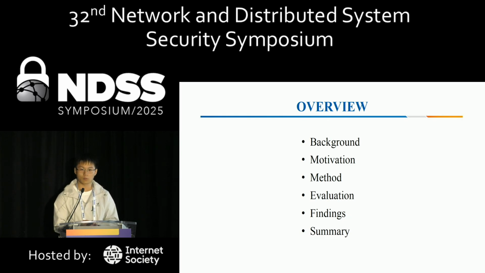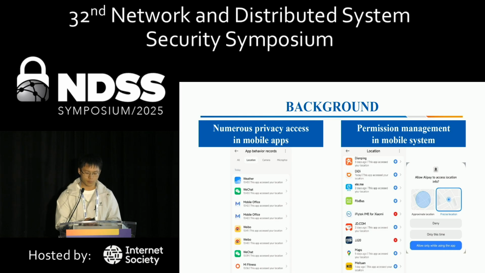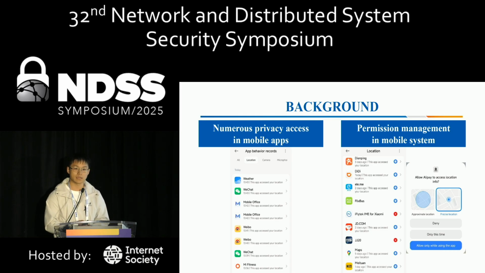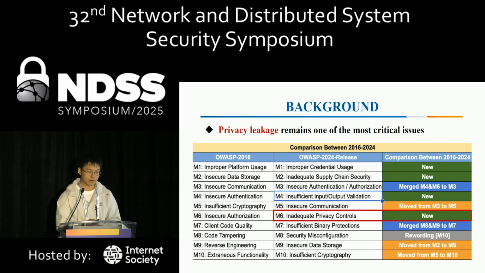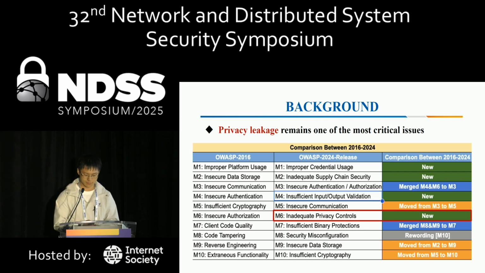I will introduce our work in the following parts. Today, significant amounts of private data are accessed extensively by mobile apps, including contacts, photos, and locations. To protect users' privacy from being misused, many manufacturers allow users to grant permissions to apps to access each private data. However, privacy leakage remains one of the most critical issues.